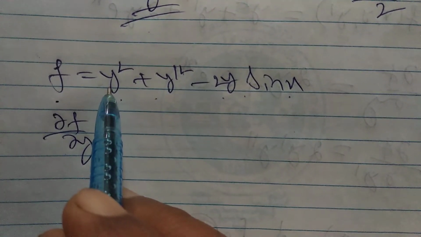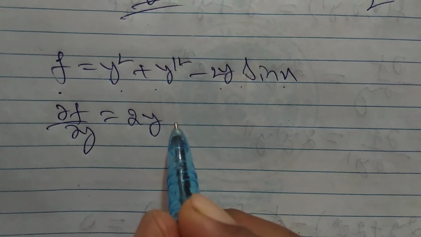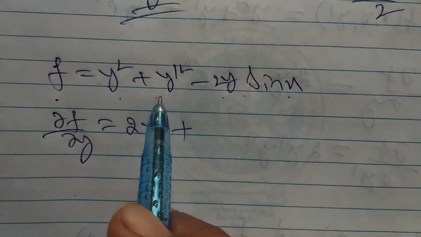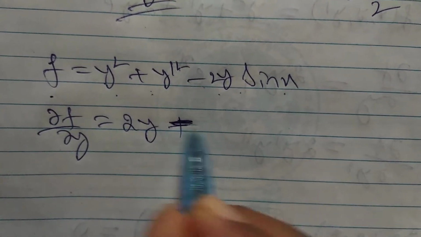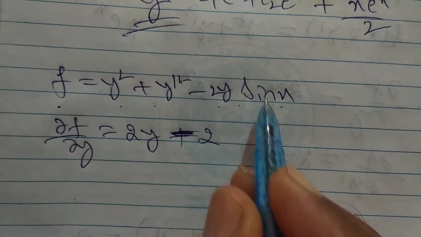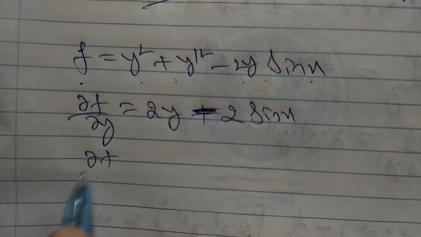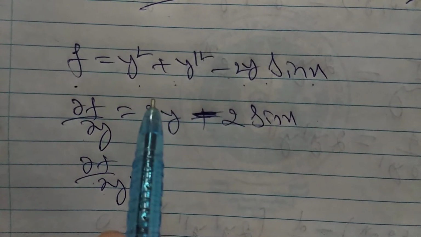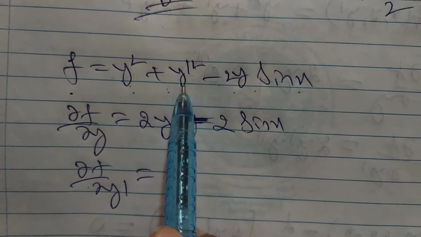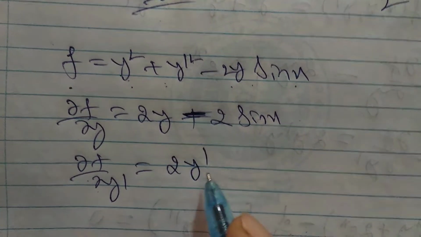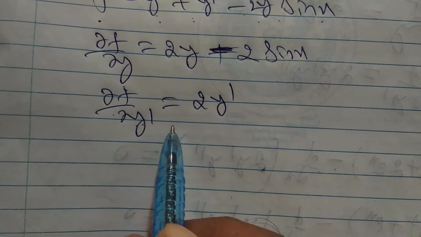So you find out dou f by dou y. What is the differentiation of y square? 2y. Plus, what is the differentiation of y dash square? With respect to y it is 0. Minus 2 y becomes 1, sin x is there. You have to write sin x. Next, find out dou f by dou y dash. So with respect to y dash, what happened? Y square becomes 0. And differentiation of y dash square? 2y dash.